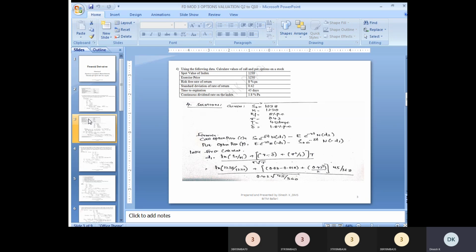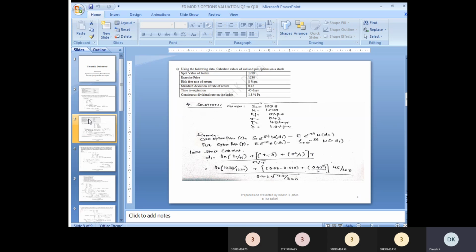Then you have the time to expiry. The time to expiry of the contract here is 45 days, and the continuous dividend rate on the index is 1.8% per annum. So here we have a situation where the underlying asset is giving a dividend. The dividend is not in the form of cash, but in the form of yield, expressed as 1.8% per annum.